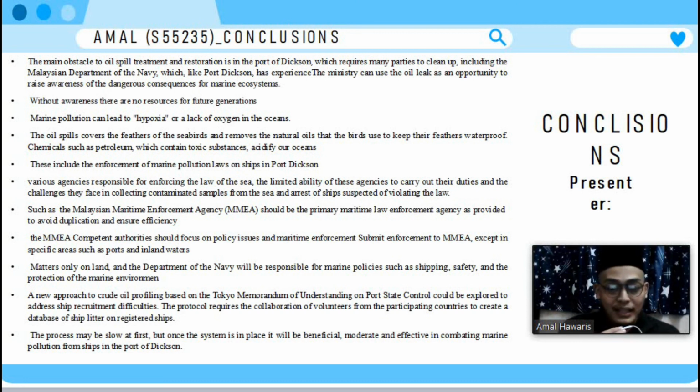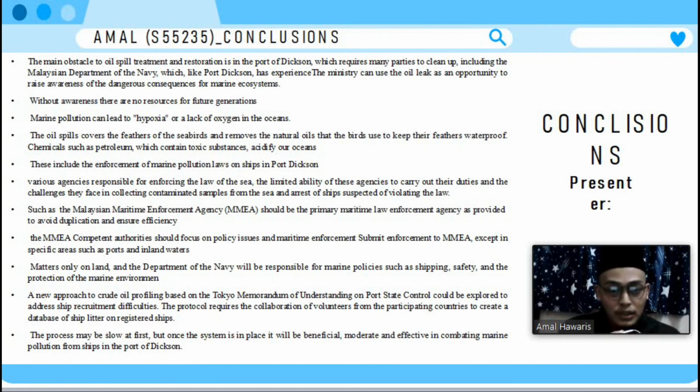Matters only on land, and the Department of the Navy will be responsible for marine policy such as shipping, safety, and the protection of the marine environment. A new approach to crude oil profiling, based on the Tokyo Memorandum of Understanding on port state control, could be explored to address ship identification difficulties.